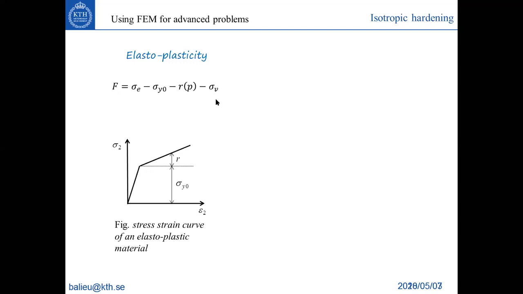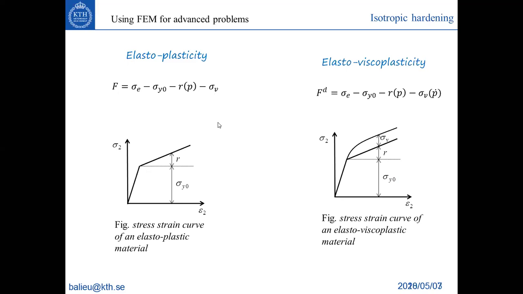Sorry, this sigma v should not be here. This sigma v is here. This is the case of viscoplasticity. So here we add a new term, sigma v, which is the viscous stress. That's why it should not be here. The viscous stress now depends on the plastic strain rate. So this is P, which, if you remember, was the equivalent plastic strain, and this is the equivalent plastic strain rate. So now you have a term which depends on this strain rate, an additional contribution that we call viscous stress.